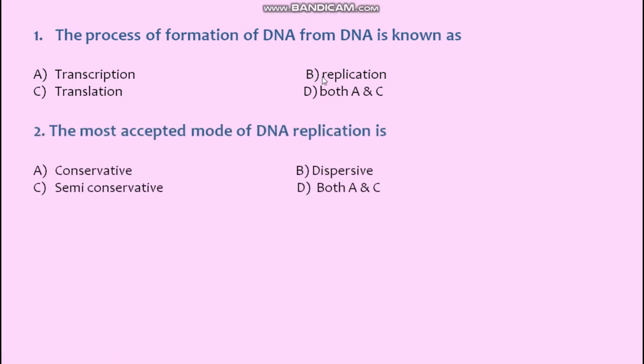Next question. The most accepted mode of DNA replication is A. conservative, B. dispersive, C. semi-conservative, and D. both A and C. So the most accepted mode of DNA replication is semi-conservative mode. So our correct option will be option number C. So let's understand these terms.